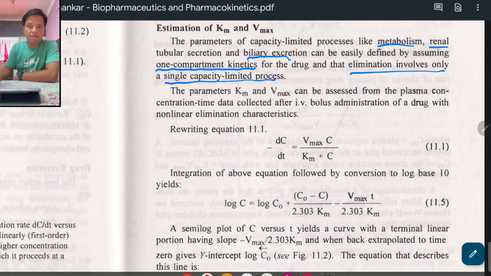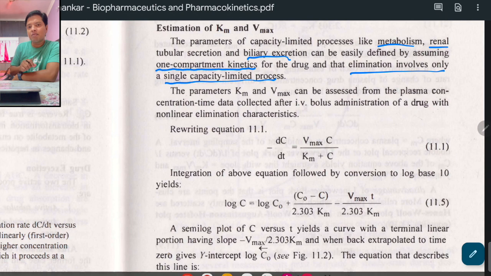What do you mean by a single capacity limited process? During elimination, if it is eliminating through an active process, not passive, then the active process which is involved in the elimination should be single, not two or three active processes. It is only eliminated by a single active process. That is the requirement.